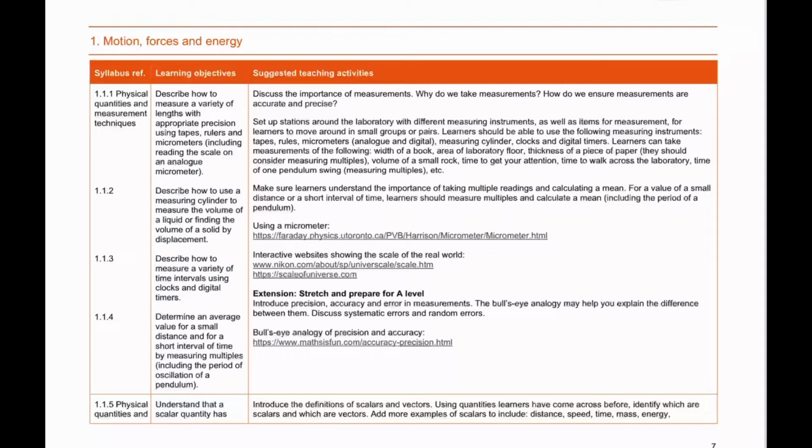Describe how to use a measuring cylinder to measure the volume of a liquid or finding the volume of a solid by displacement. Describe how to measure a variety of time intervals using clocks and digital timers. Determine an average value for a small distance and for a small interval of time by measuring multiples, including the period of oscillation of a pendulum.